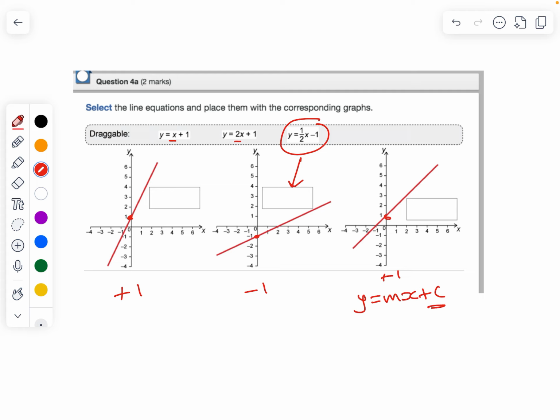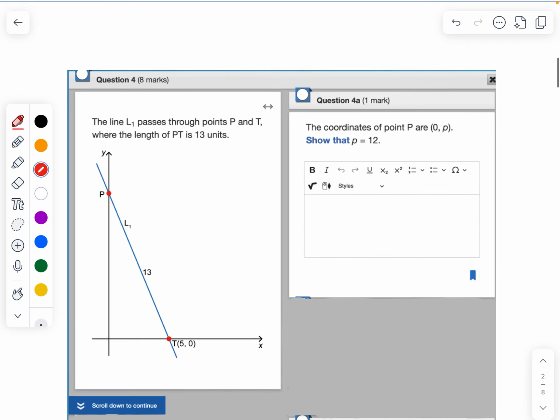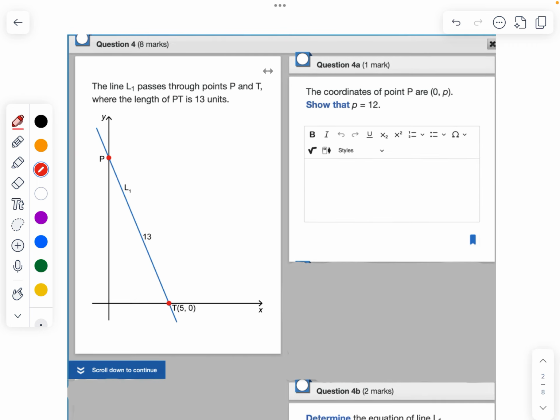So the bigger the gradient, the steeper the line. So the one that's 2 needs to be the steepest line, which you can see is this first one here, which makes sense because it looks like it's going along 1 and then up 2, along 1 and up 2. So this is y equals 2x plus 1, and this would be y equals x plus 1.